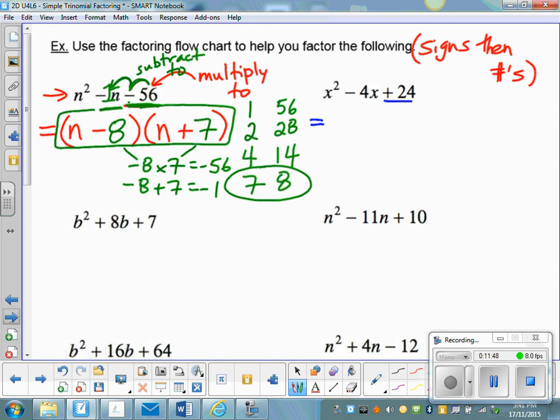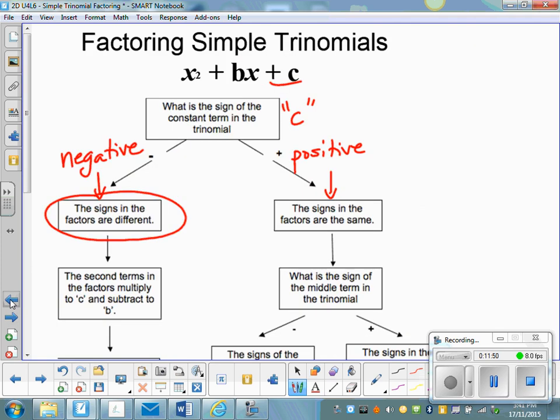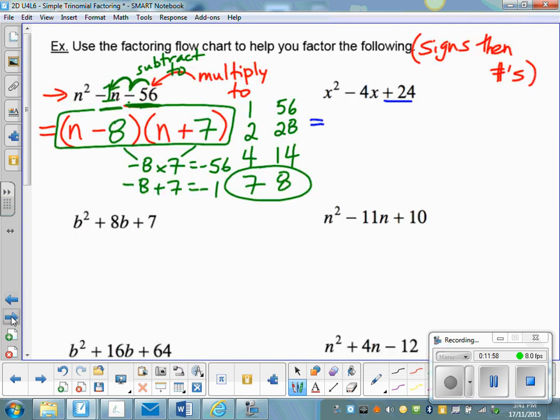All right, in the second one here, this time they multiply to give a positive constant on the end. So if I come back to my flow chart, if it's positive, then the factors are the same. And so that means that they're either both positive or both negative. But if there's a negative in the middle here, then it means that both of these are going to be negative. So this is going to be x minus and x minus. So I'm trying to find two numbers that multiply.